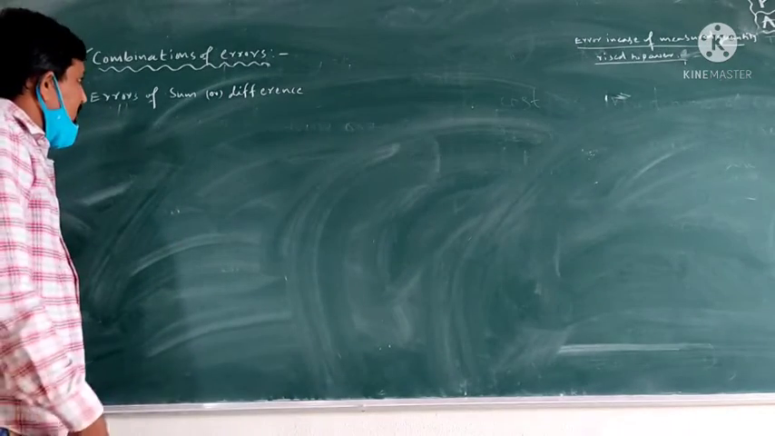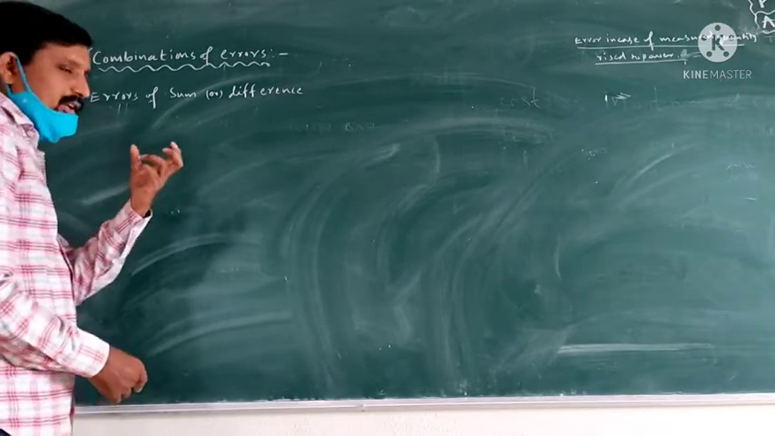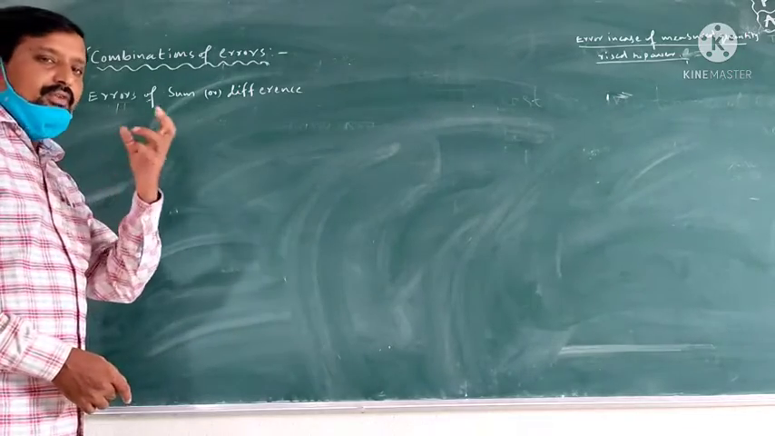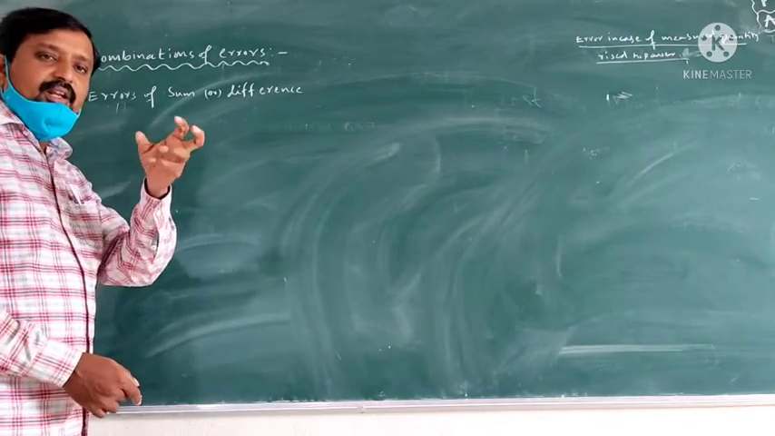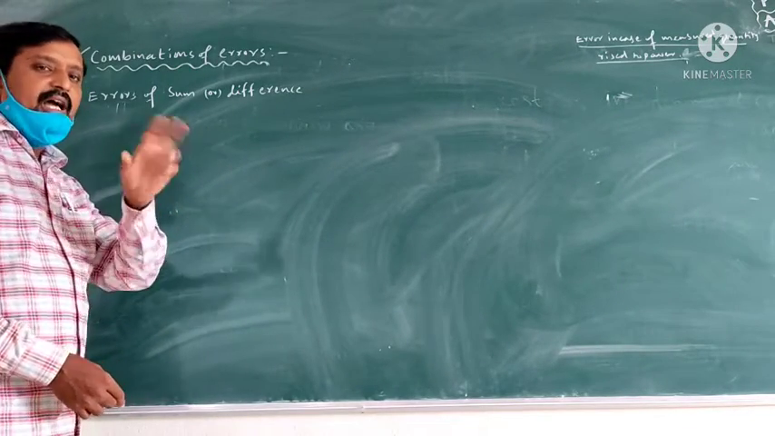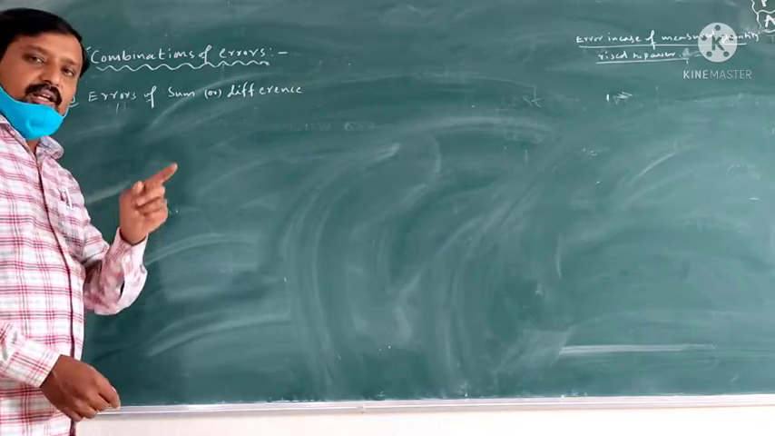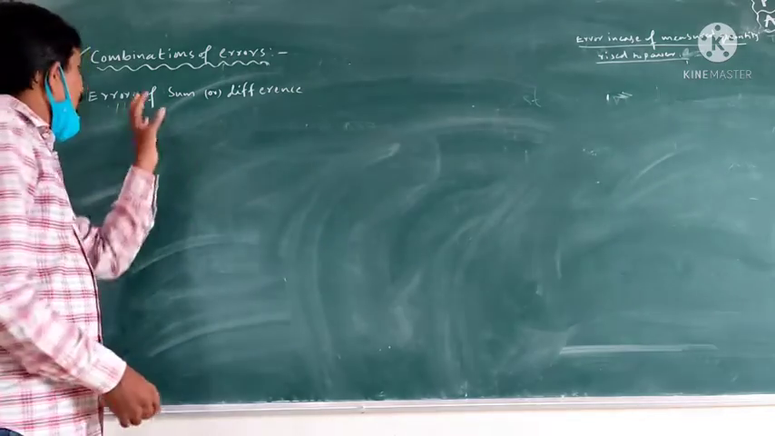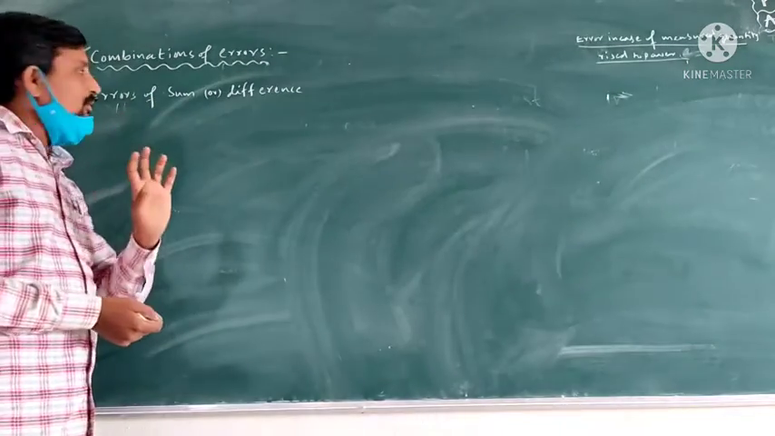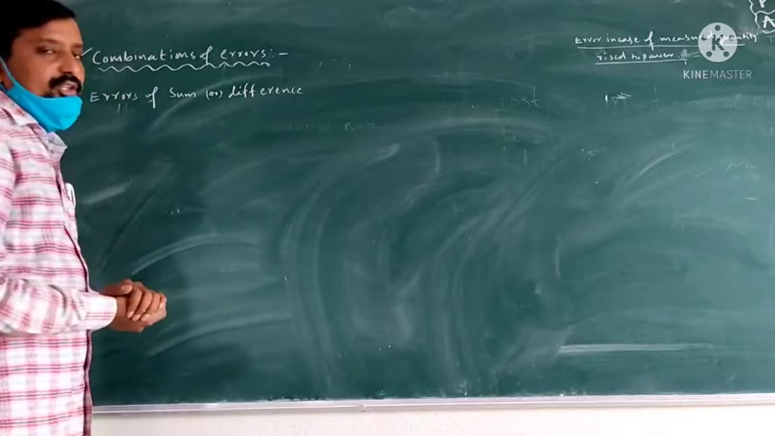Combination of errors. Suppose we take one physical quantity, we can measure different values. It has different errors. At that time we use a combination of errors to make it easy to find out.